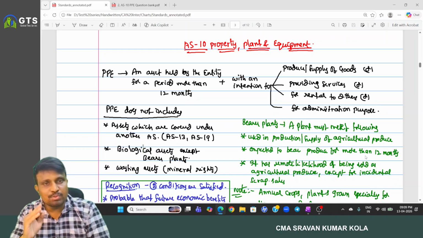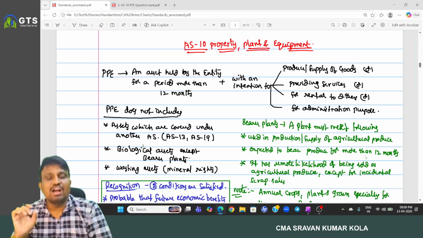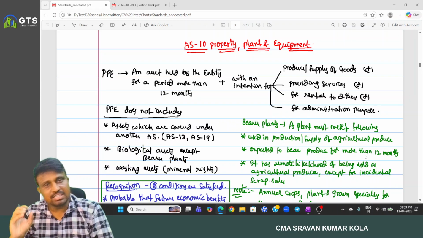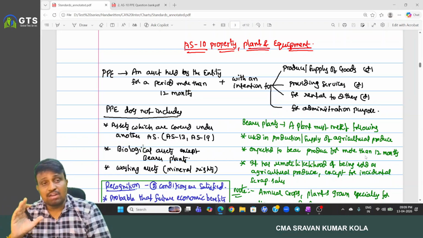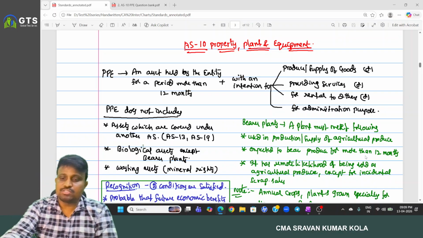In today's session, I am going to discuss AS-10 Property, Plant and Equipment, one of the important standards in CA Inter as well as in CMA Inter. In CMA Inter first group we have the standard in financial accounting, and in CA Inter advanced accounting. Without wasting time, I will move on to this topic.